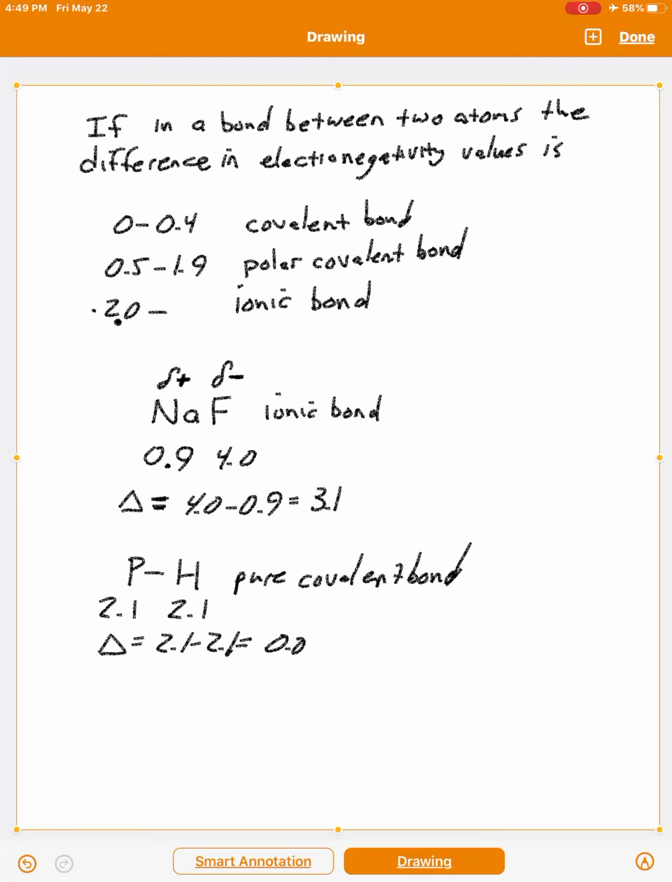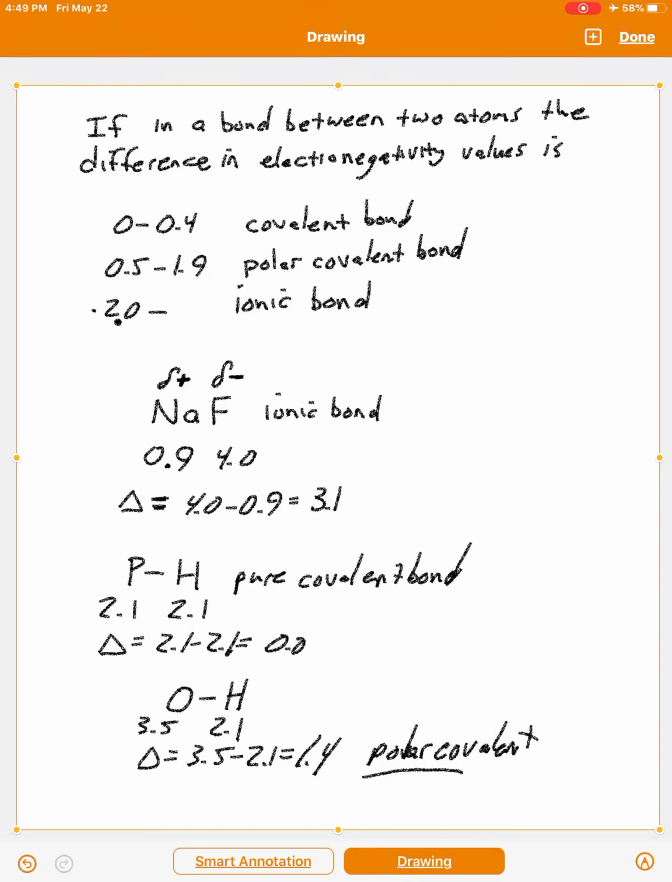And then finally, let's say that we have oxygen bonded to a hydrogen. We look those electronegativity values up, and we look at the difference. Take the larger one, subtract the smaller one. 1.4. So that is definitely polar covalent, right? That's a polar covalent bond. So that means there's a negative charge on the one that has the higher electronegativity and a positive charge on the atom that has the smaller electronegativity.